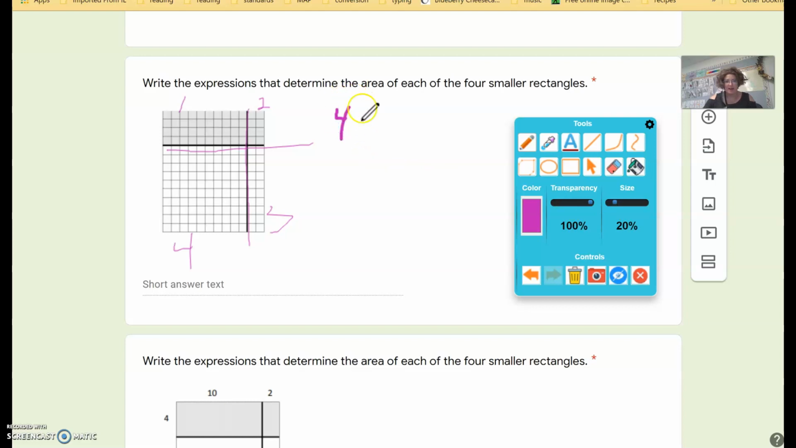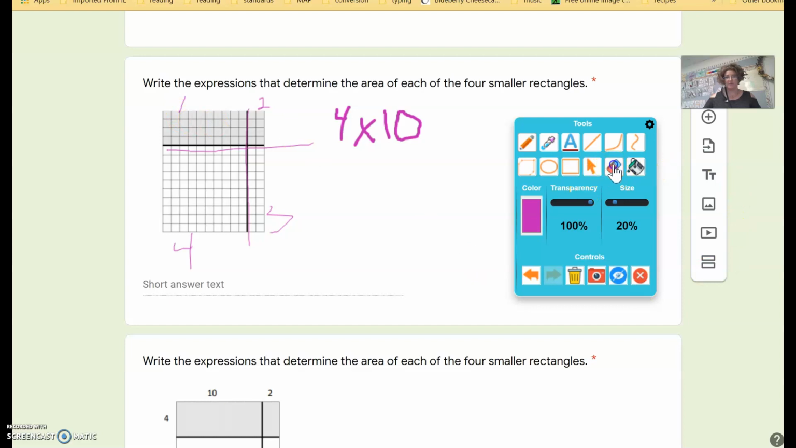And then it has how many going across? 1, 2, 3, 4, 5, 6, 7, 8, 9, 10. I may need to make it bigger. 1, 2, 3, 4, 5, 6, 7, 8, 9, 10. It has 10 going across there. So here's an expression for that section. It would be 4 times 10, okay?